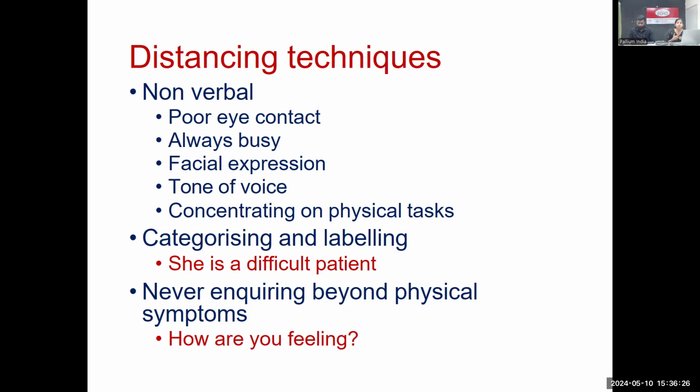This is how we usually limit the conversation. What if I ask an emotional question, what if they break down? So we'll just keep our questions to the physical symptoms, never inquiring beyond them. For example, how are you feeling? Right? This is more like a personal emotional question. So we won't go into that area, and for distancing ourselves, we'll just keep our questions to the physical symptoms, right?